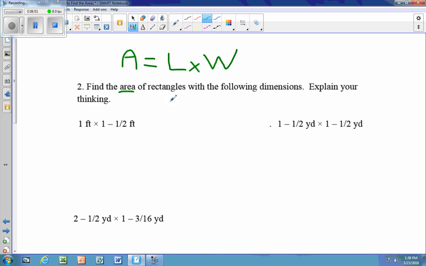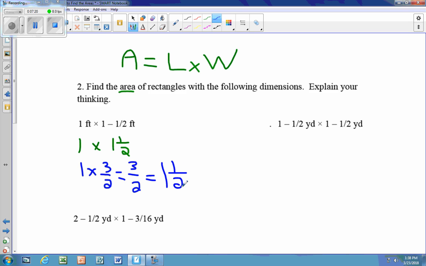And when we do area equals length times width, we have 1 times 1 1/2. And we keep saying that we can't leave them like that. We need to set it up as 1 times 2 times 1 is 2 plus 1 is 3. 1 times 3/2. And we end up with 3/2, which is the same as 1 1/2. And it's feet squared.